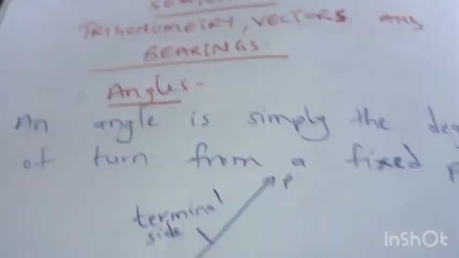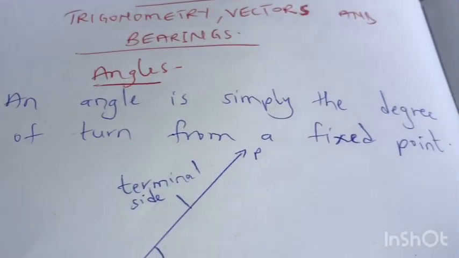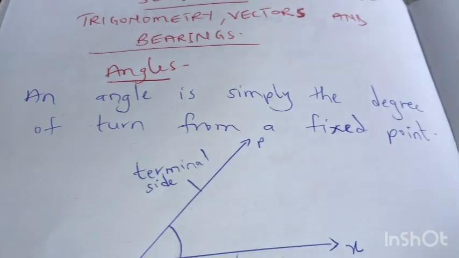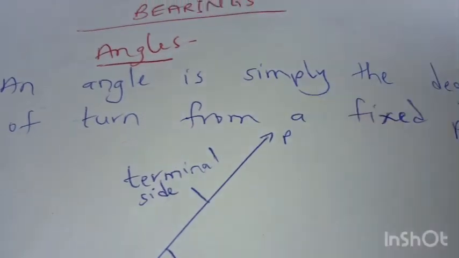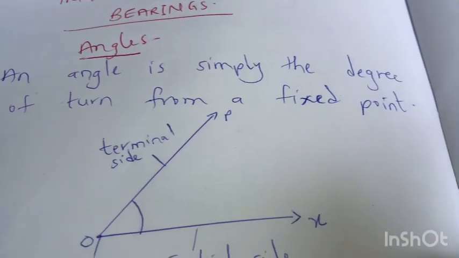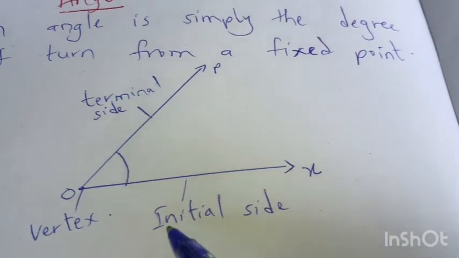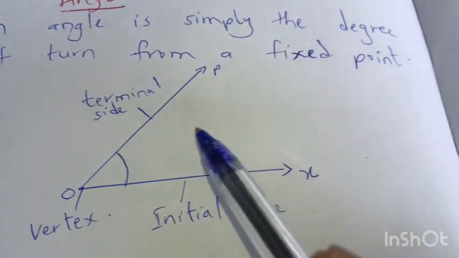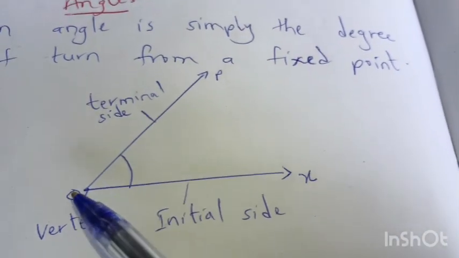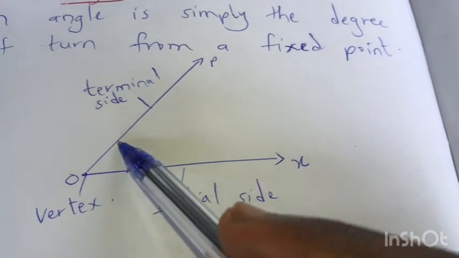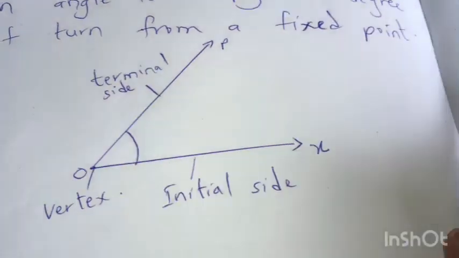Let's go. Alright, what's an angle? An angle is simply the degree of turn from a fixed point. Yes, an angle is formed when two straight lines meet. So these are straight lines. If this line is called the initial side and this line is called the terminal side, this place is the vertex. So this is the angle formed, okay?